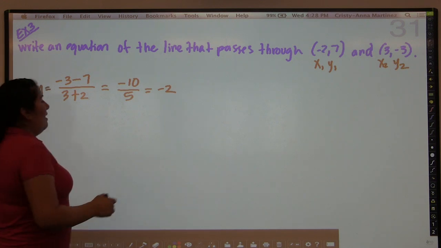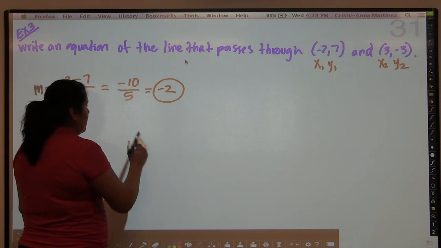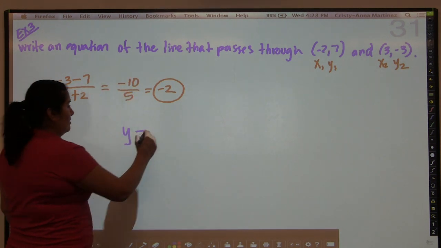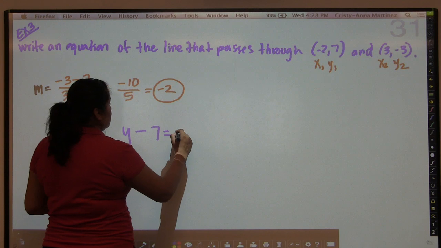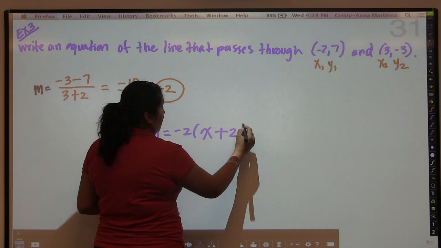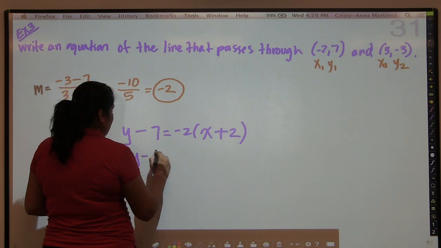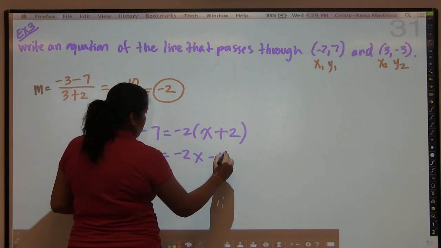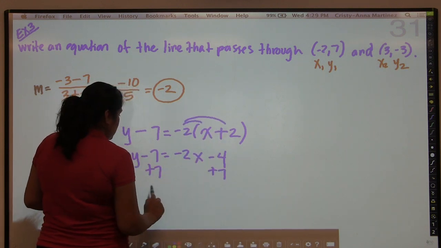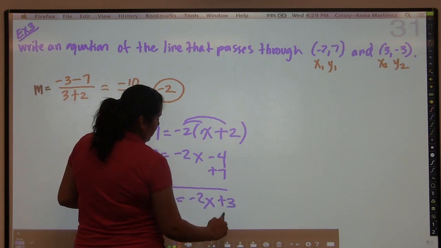So now I have my slope right here, and I already have my points labeled, so I can now proceed to use the point slope formula, which is y minus y1, which we already said is 7. And now I know my slope is -2. And then x minus x1, which is -2, so minus a negative is a plus. And we can just simplify this to get the equation. So y minus 7 equals -2x minus 4. Distribute here. And I add 7, so we get y equals -2x plus 3.